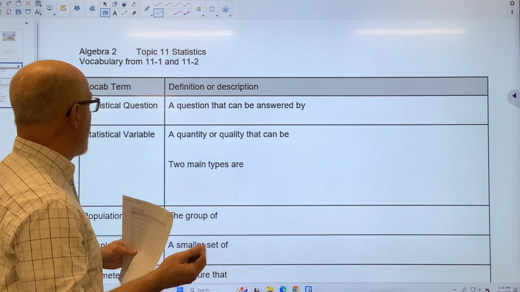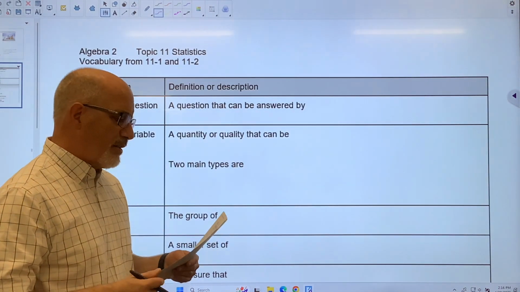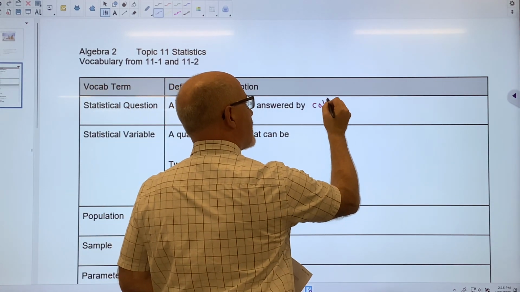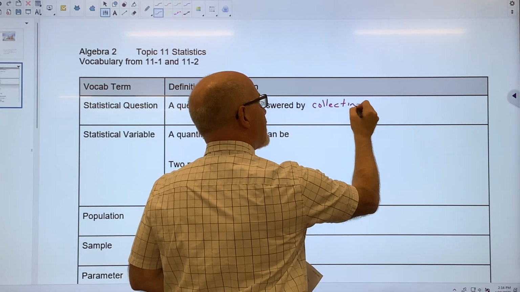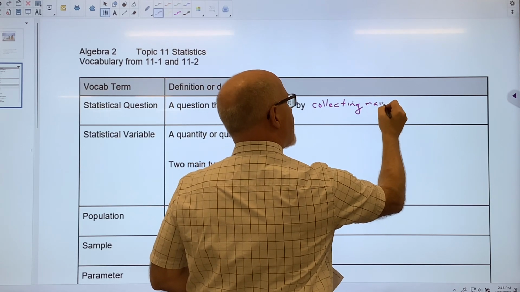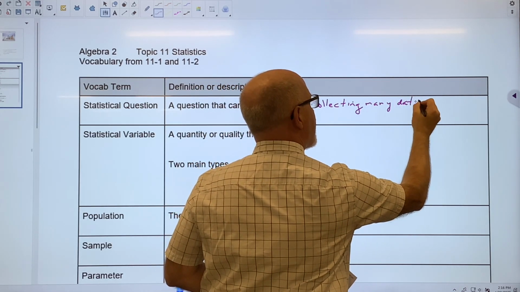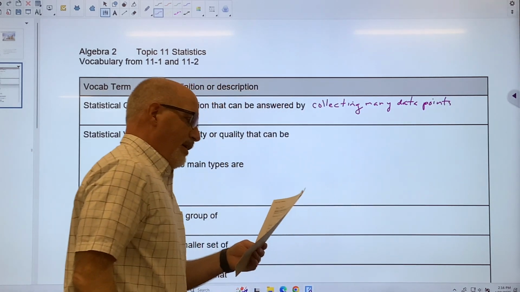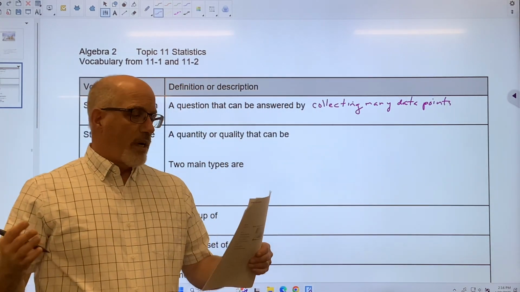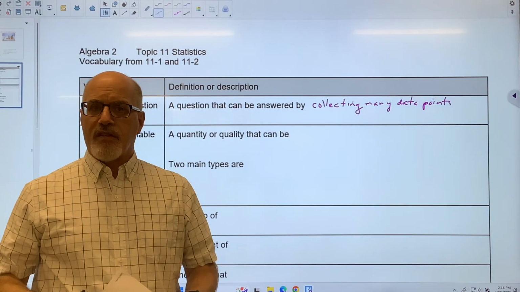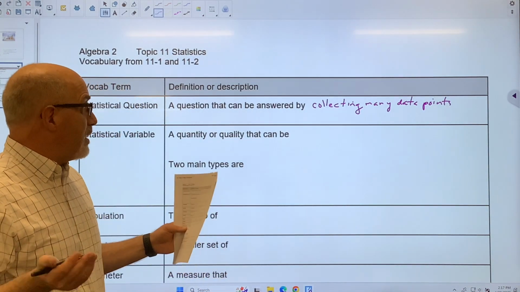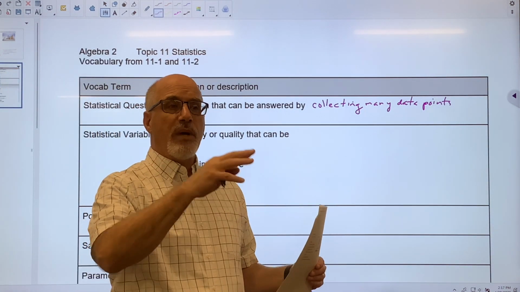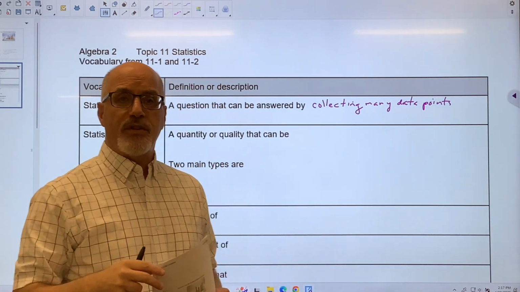vocabulary pieces. So, a statistical question is a question that can be answered by collecting many data points. So an example of that would be if we wanted to say, what is the average height of sophomores at the school? Now, that information, we don't have just an answer. We'd have to go ahead and find information from several different data points.